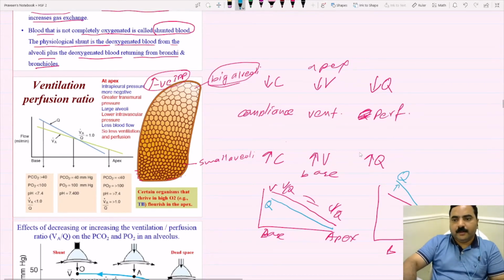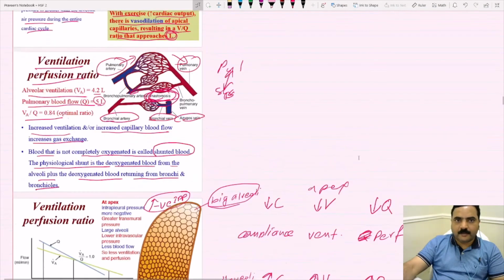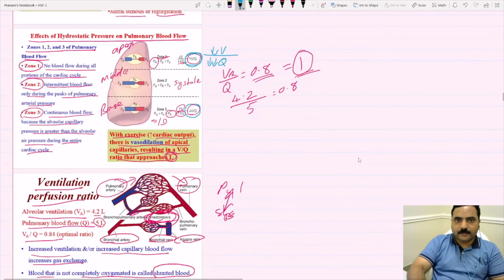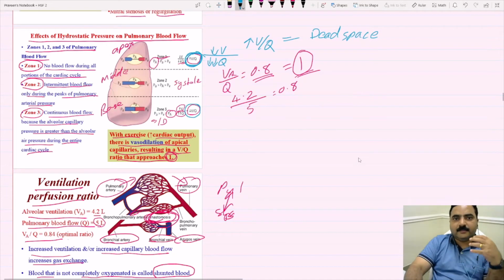So what you understand from over here is that in the apex, you can see the V by Q ratio is more, an increased V by Q ratio. When you have an increased V by Q ratio, what do you create? You create a dead space over there. That means the blood that is coming over there is very less, so it is not taking the oxygen.